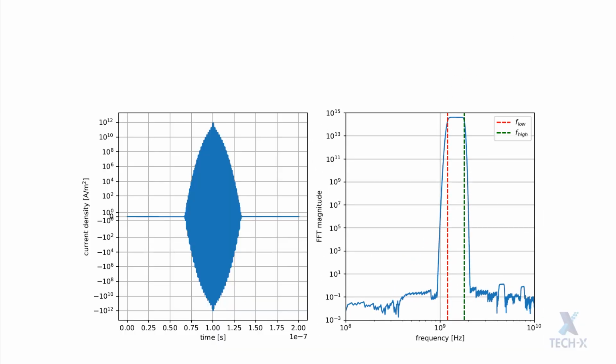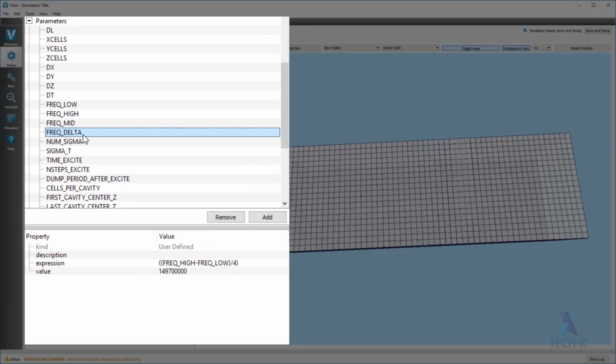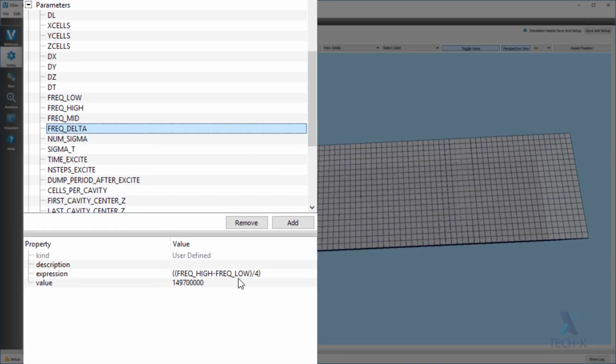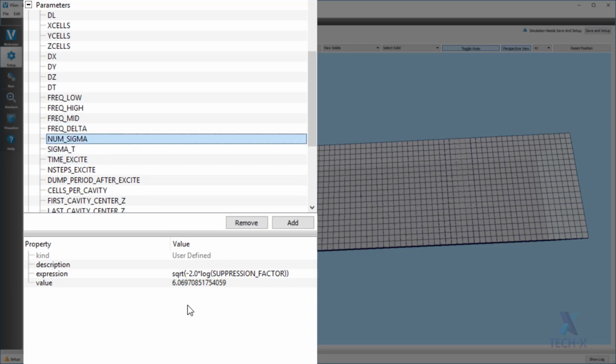Okay, now let's go back and look at the parameters. So this delta is that frequency I was talking about, high minus low over 4. The num sigma is how many sigmas are required to get to the point where our amplitude has decreased by the suppression factor. So the suppression factor is 1 times 10 to the negative 8. That means our maximum signal will be 1 times 10 to the 8th bigger than where we want to essentially turn the signal off. And you can see this is 6 sigmas.